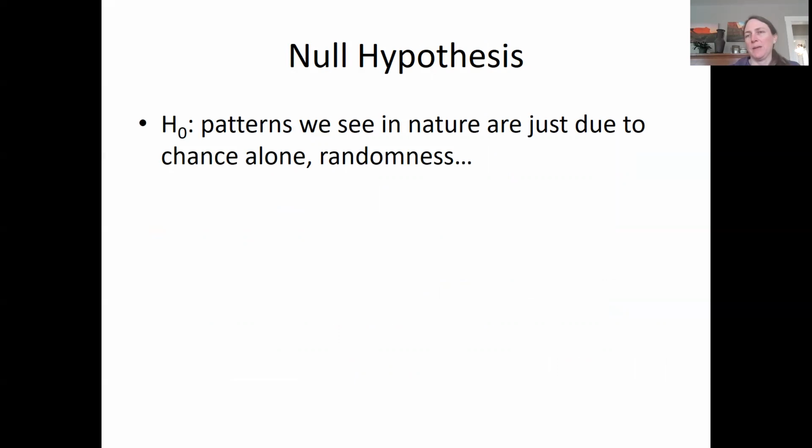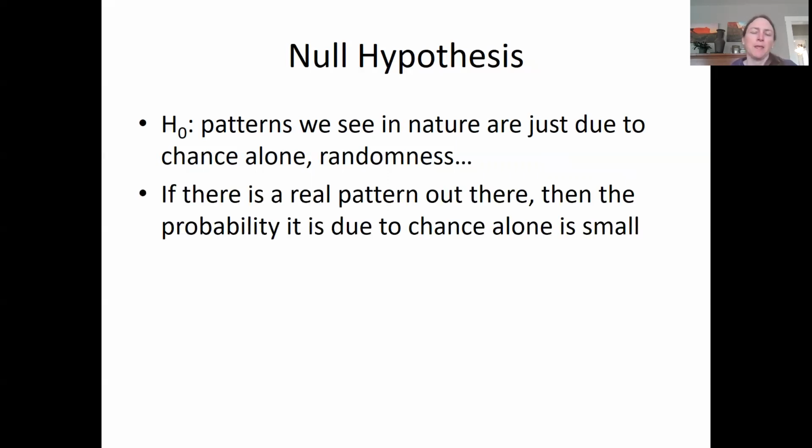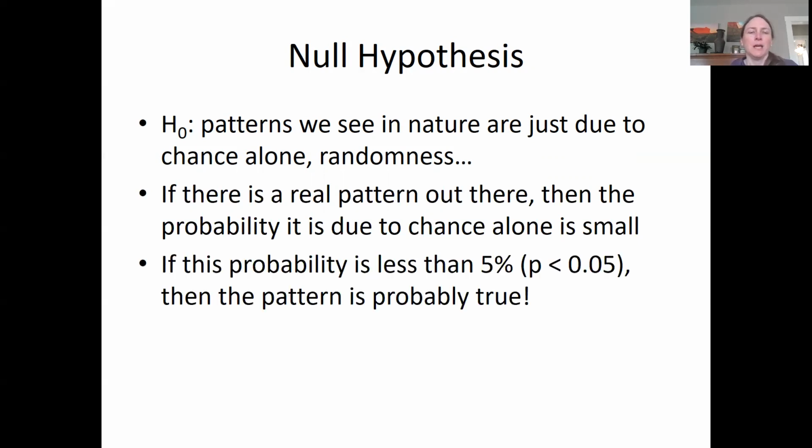We shorthand null hypothesis as H sub 0. And for most ecology questions, the null hypothesis is that the pattern we see in nature is just due to chance alone or some random effect. It's not actually due to something true or some real effect. And if there was a real pattern out there, then the probability that it's due to chance alone would be very, very small. And if this probability that it's due to chance alone is less than 5% of the time, or p less than 0.05, then the pattern is probably true. And so this is where this idea of the p-value comes from. And we're going to come back to this, and we're going to see how this works in real life.